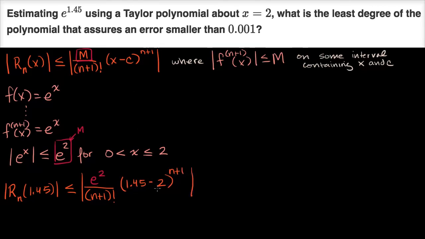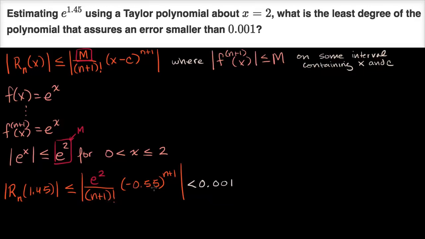Now 1.45 minus 2 is negative 0.55. So let me just write that. So this is negative 0.55 to the n plus 1th power. And we want to figure out for what n all of this is going to be less than 0.001. Well, let's do a little bit of algebraic manipulation here. The e squared is going to be positive. N plus 1 factorial is going to be positive.